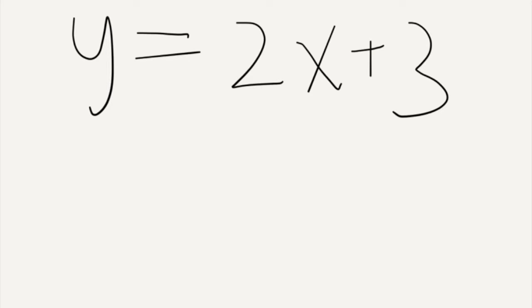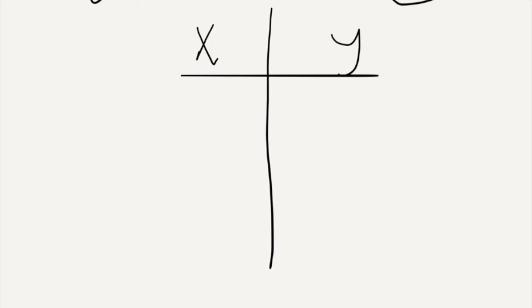First, make an x and y table. Let's choose some values for x. Let's start simple and choose 1, 2, and 3. Now let's find the y-coordinates of those functions. To do this, substitute x in the equation and solve for y.